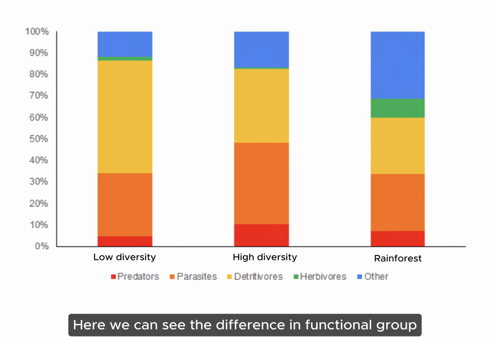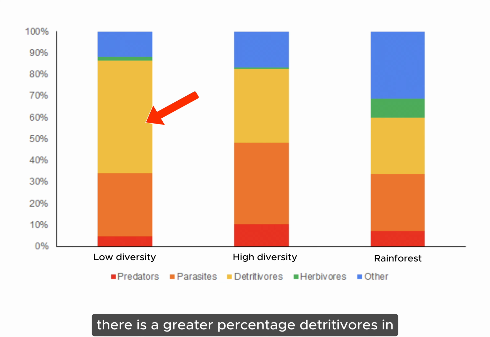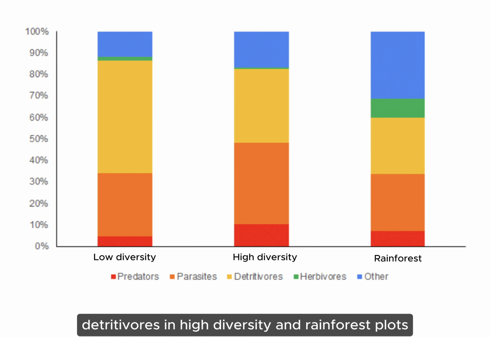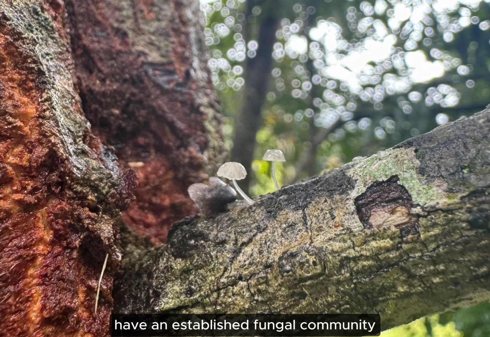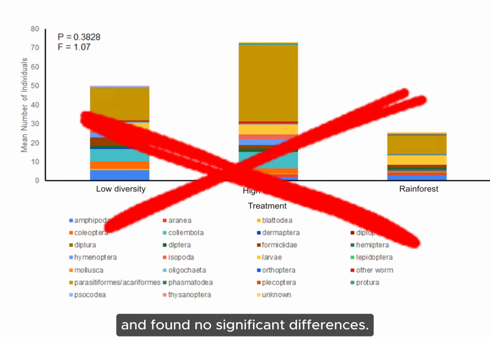Here we can see the difference in functional group proportions between plot types. There was a greater percentage of detritivores in low diversity plots and a greater percentage of herbivores in rainforest plots. The decrease in detritivores in high diversity and rainforest plots could be due to the fact that those plots have an established fungal community that is better at breaking down organic matter. We also looked at invertebrate abundance between plot types and found no significant differences.